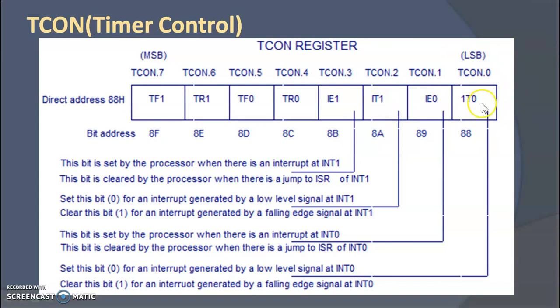Then we have IT1 and IT0. These two are used for indicating whether the interrupt is an edge level or low level. It is set to 0 when there is an interrupt generated by a low level signal, or it is cleared when there is an interrupt generated by a falling edge signal at interrupt 1. So this is for interrupt 1. The same functioning for interrupt 0 is performed by this first bit of timer control.